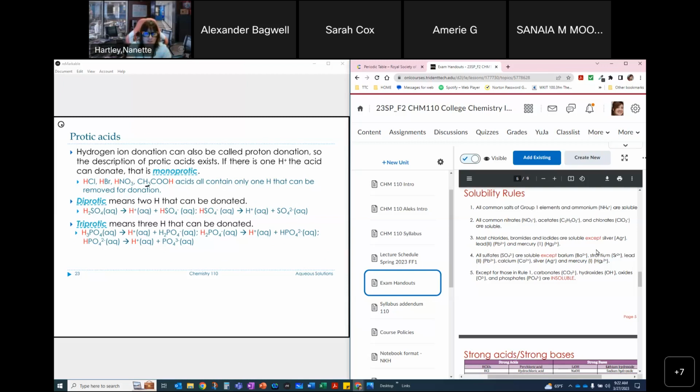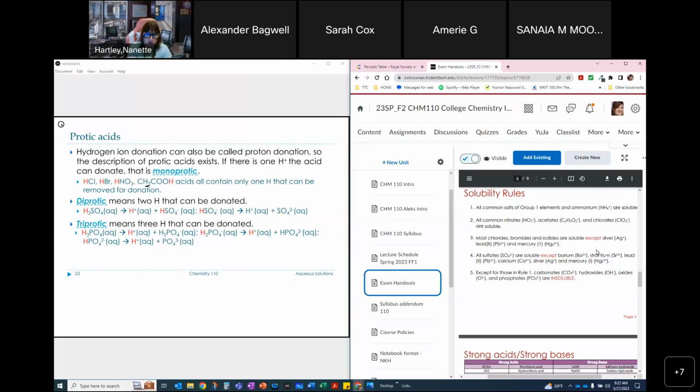Diprotic means that two H's can be donated. So H2SO4, we have these two H's out here. I donate one of them to become HSO4 minus. That HSO4 minus can donate that H plus to become SO4 minus. That's how I get that sulfate ion. All right, so that's a diprotic.